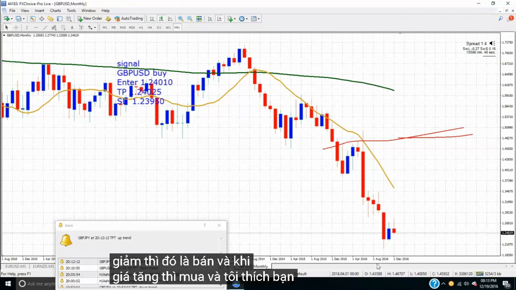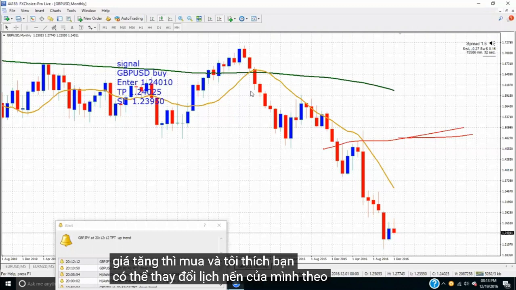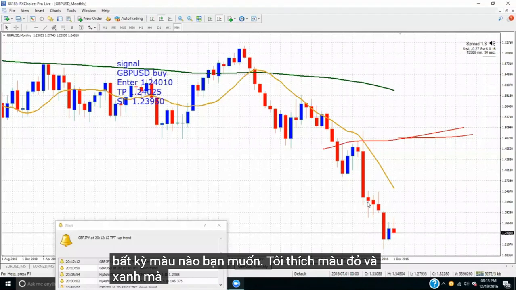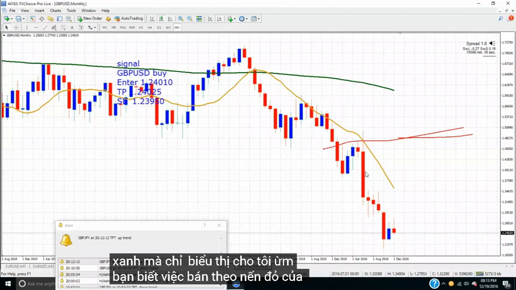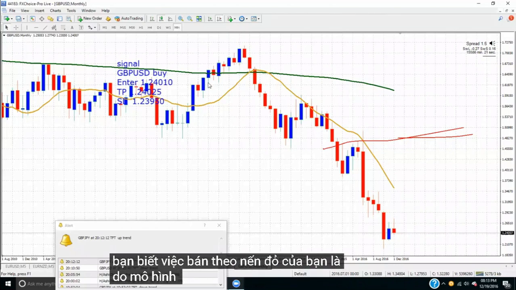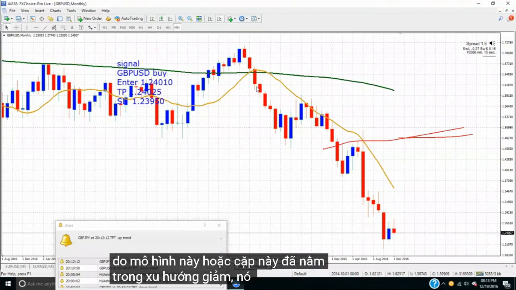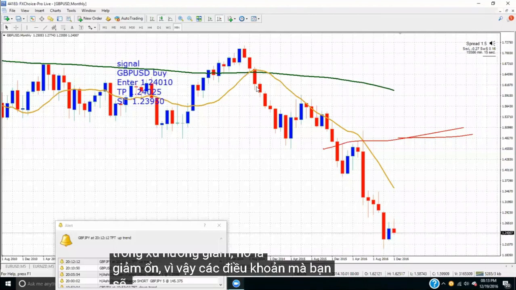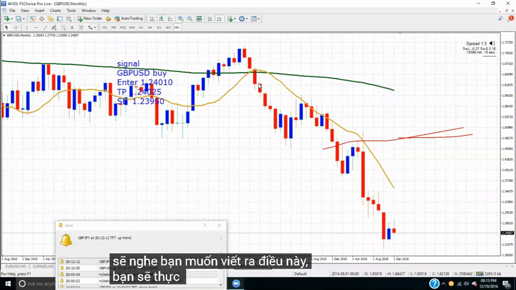And you can change your candles any color you want. I do like the red and blue. That just signifies to me sell and buy. Your red candles are, so this pair has been in what's called a bear trend. It's been bearish, okay? So the terms that you're going to hear, you want to write this down.